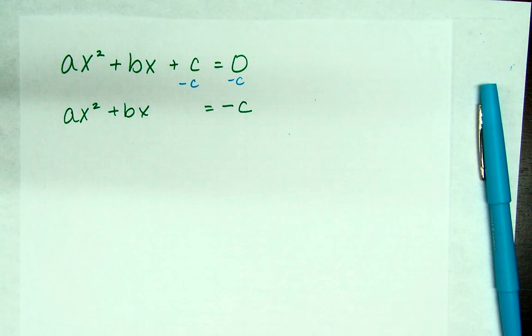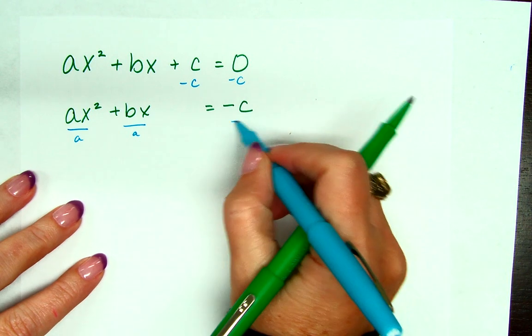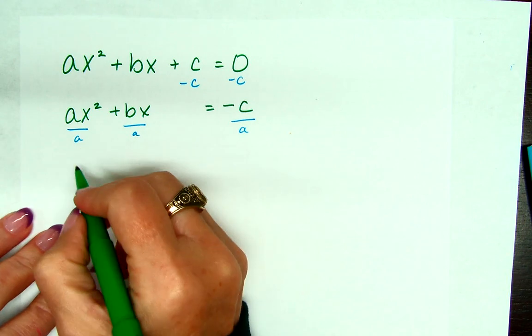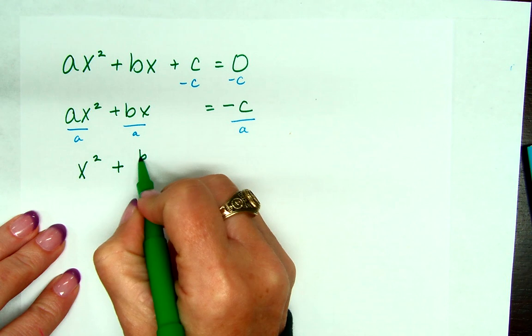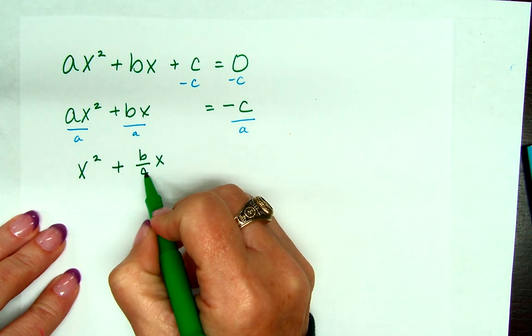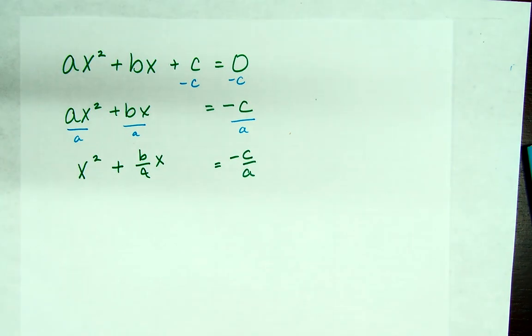I can't prove that a is 1 or not, so the only way I can prove that a is 1 is by what? Dividing it, right? So I have to divide everything by a. That by a, that by a, and that by a. When I do that, what happens with this? That simplifies to 1. So I have just x squared plus b over a x equals negative c over a. Is everybody okay so far? That's a weird, creepy looking a. Sorry about that. Okay.